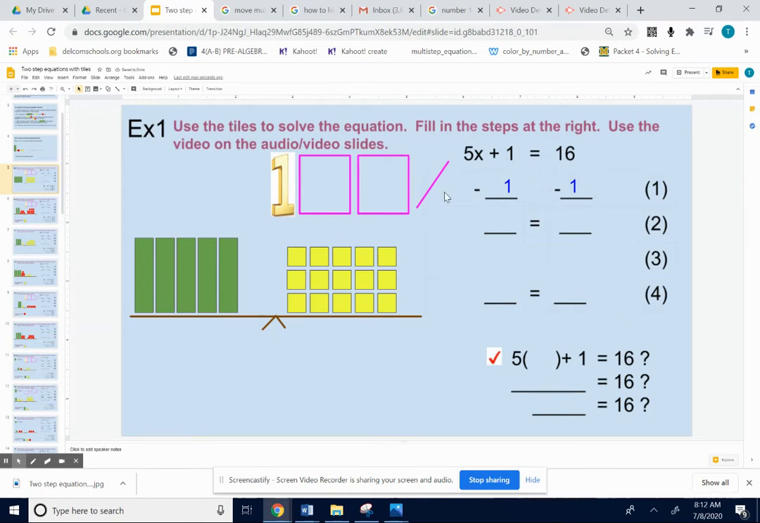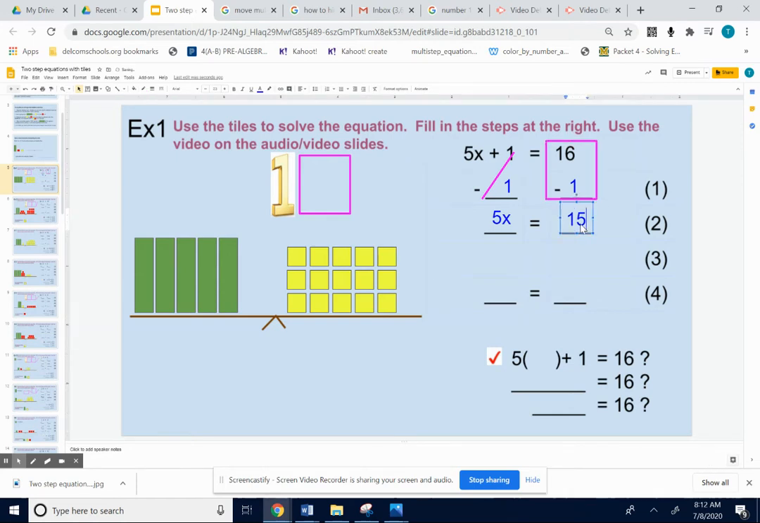15. But I also want you to see, and I know some of you already were catching on to this before, look at 1 minus 1. 1 minus 1 is 0. That goes away. So the left side is your 5x. On the right, even without the visual, look what we have there. We have 16 minus 1, which is 15. We have 5x is equal to 15. You can see it on the visual as well.